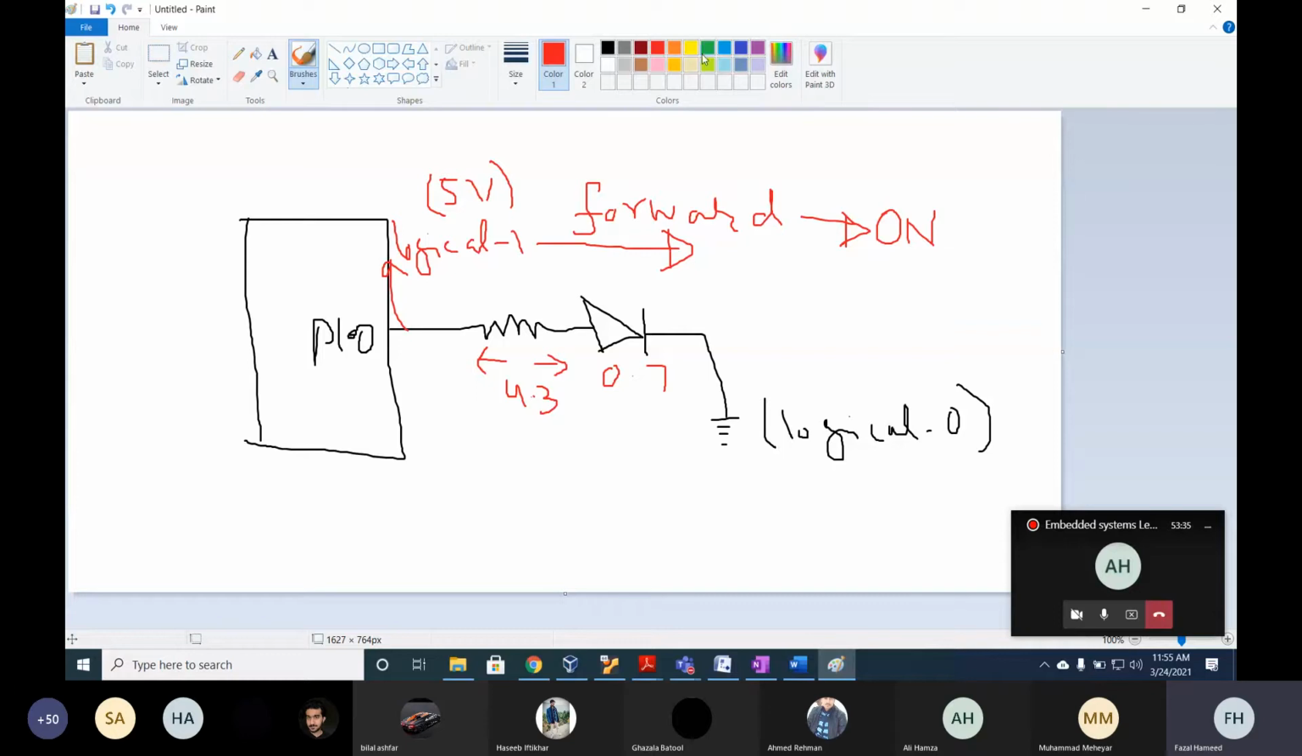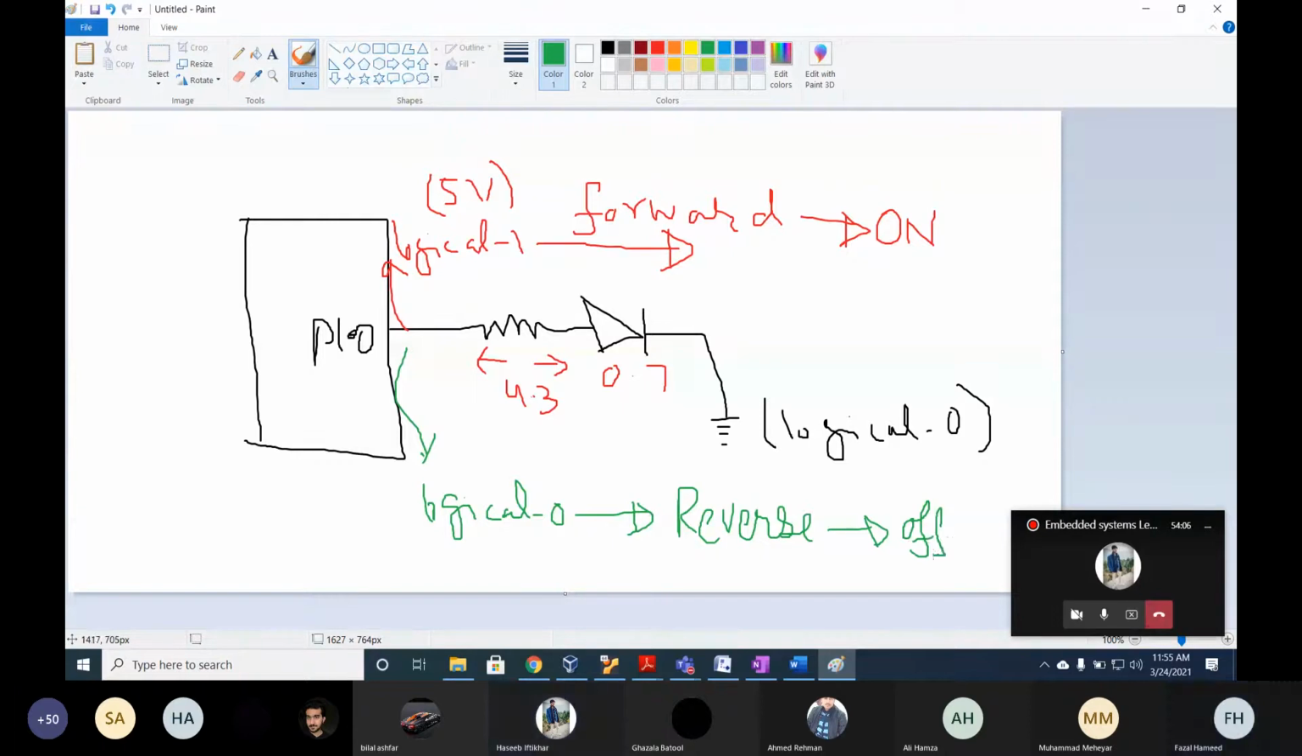So now let's assume another scenario. Let's assume it is logical 0. So when it is logical 0, it's 0 and it's 0. Is a potential difference created, or is there no potential difference? Sir, no potential difference. No potential difference, so it means it is reverse biased. LED will be on or off? Off, sir. LED will be off.